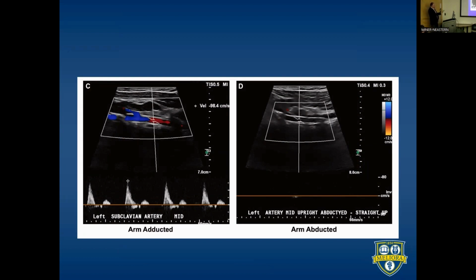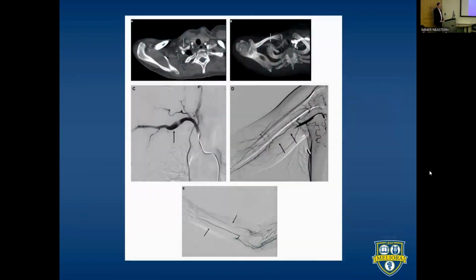And so this is a terrifying ultrasound. You have the arm adducted, you have a great waveform, nice pressures. Arm abducted, silent. There is no waveform. This is the Doppler signal. Quiet, crickets. And that's a scary finding. And this patient obviously needs intervention. But these are the types of things you see in arterial TOS.